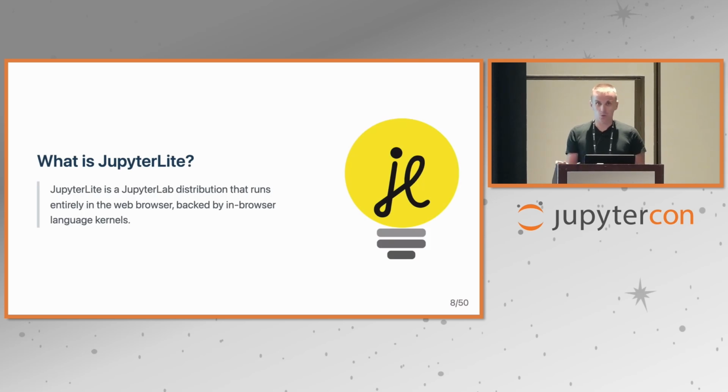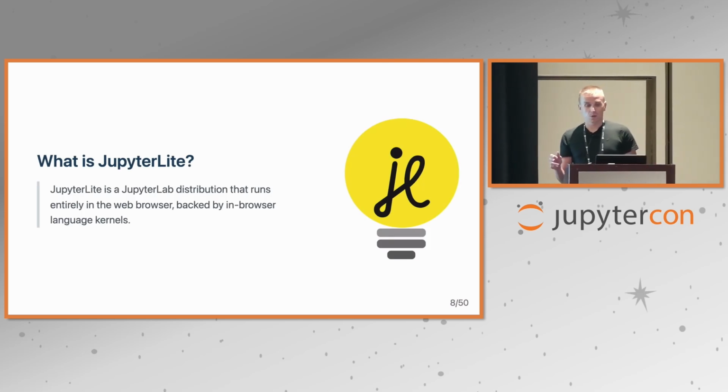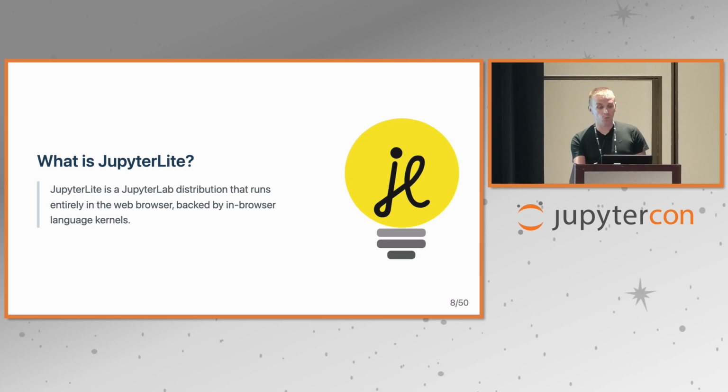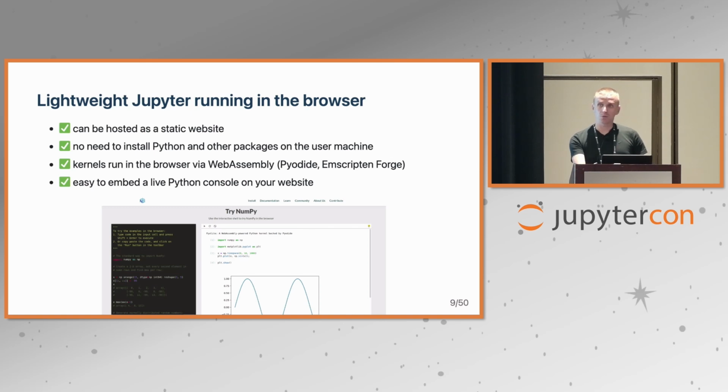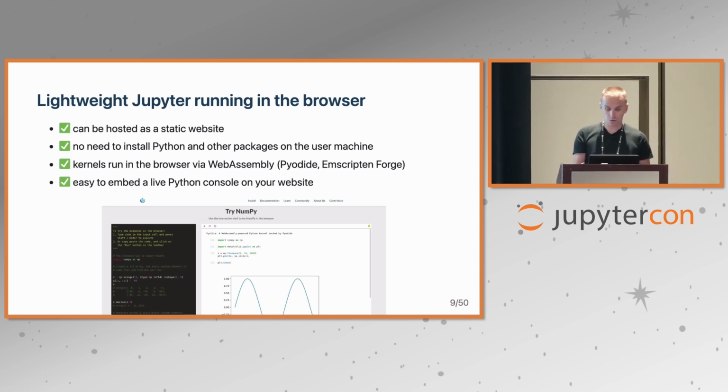And for those who don't know, JupyterLite is a Jupyter distribution that runs entirely in the browser, and the kernels run in the browser as well via WebAssembly. So it's very convenient because then you just need to deploy a static website. There's no need to install Python on your machine, and everything runs in the browser, and you can even embed a Python console on your website, which is what we have here with a screenshot on the numpy.org website. They use JupyterLite, so it's easier for the users to try numpy.